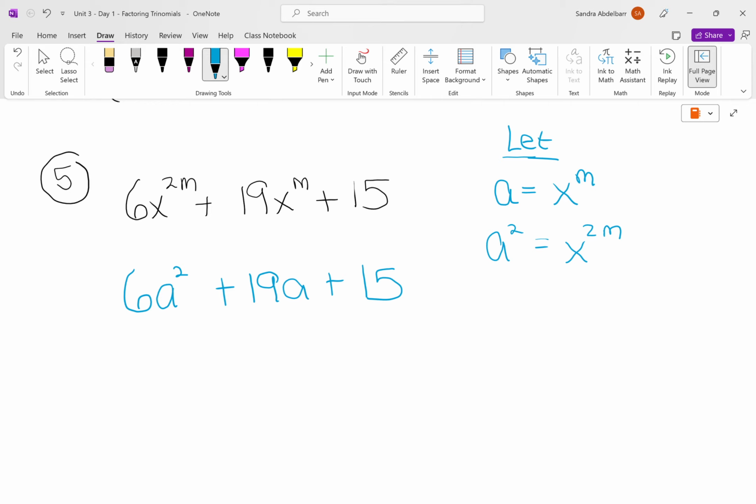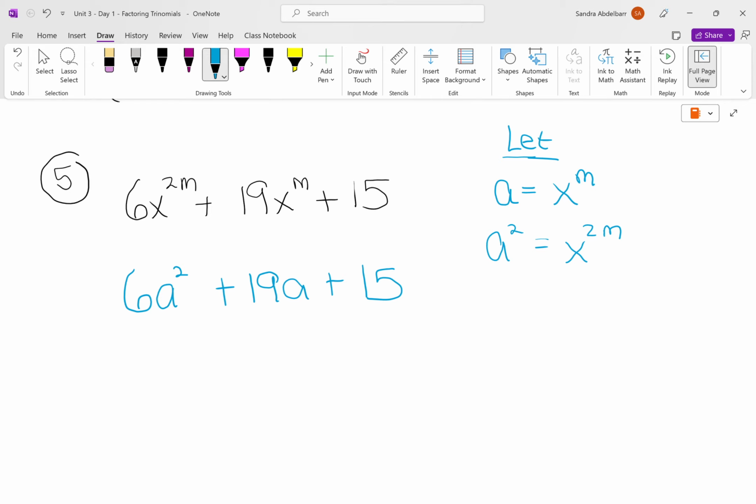Do you have a question? Oh yeah, do we have to set it to A? Like, we cannot leave it like it is. Do you have to use the substitution? No, you don't have to. You can easily factor without using the substitution. You have to put the x to the m back when you're done. We're going to put that back. Yeah, I'm going to talk about that once we're done with the factoring part of this.